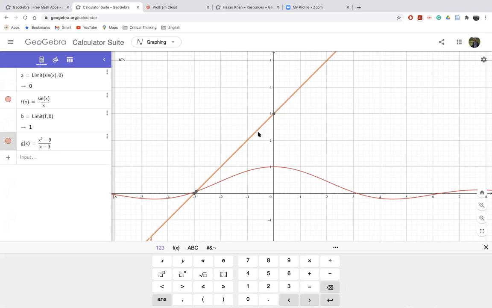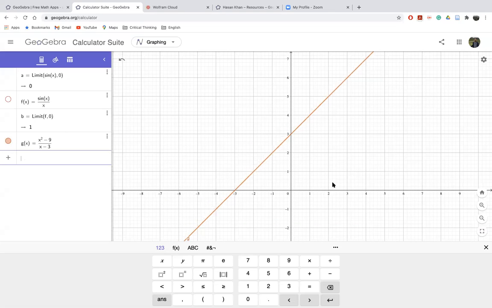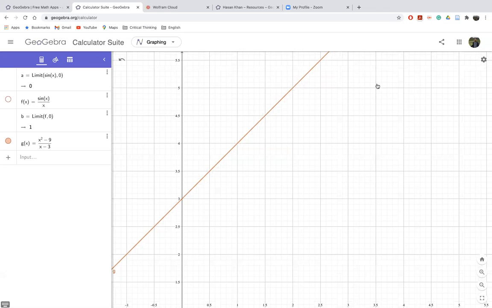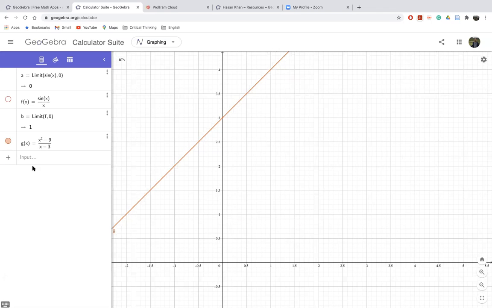As you can see here, let me switch this off. We have this orange curve, and this is a straight line, because the overall degree of this polynomial is 1, so it's going to be a straight line. We want to investigate the limit at point 3. So at point 3, let me zoom in. Even though it looks simple, let's try to find the answer at point 3.